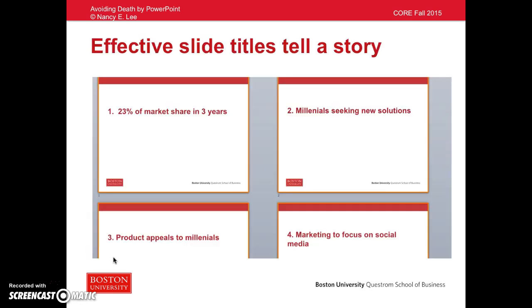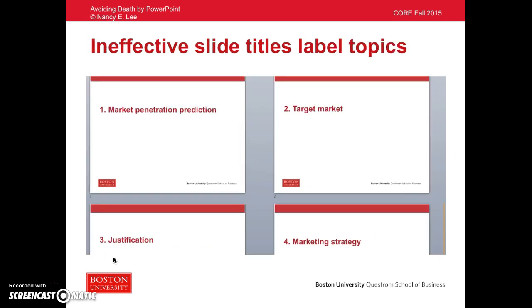In the same way that a reader can scan the paragraph headlines of a memo, letter, or email and know the main points of a document, we can scan these titles and get an overview of the points in the presentation. 23% of market share in 3 years, millennials seeking new solutions, product appeals to millennials, marketing to focus on social media. We now know specifically the who, the what, the why, and the how of this presentation. Ineffective slide titles identify a topic but do not reveal the point the presenter is making.